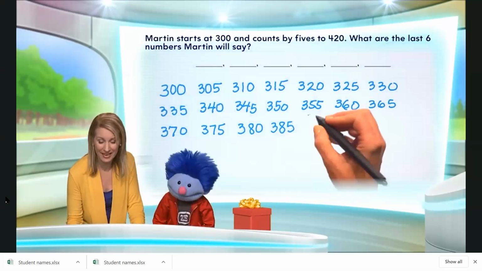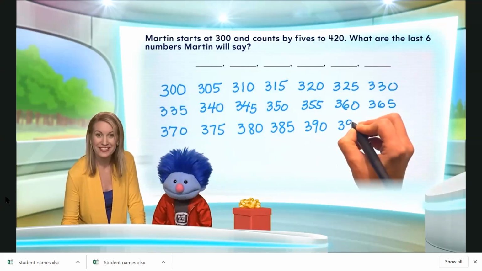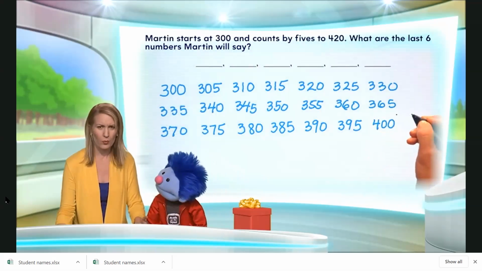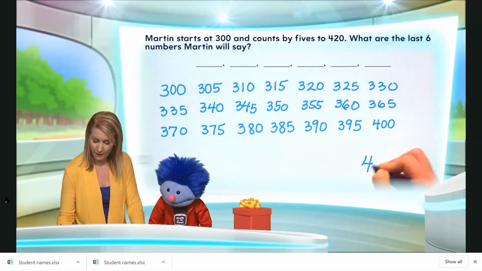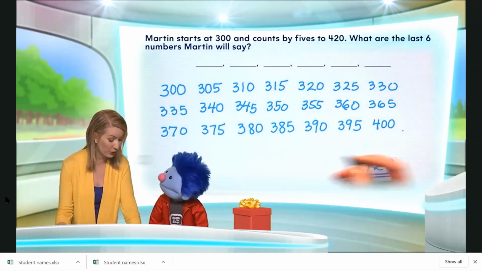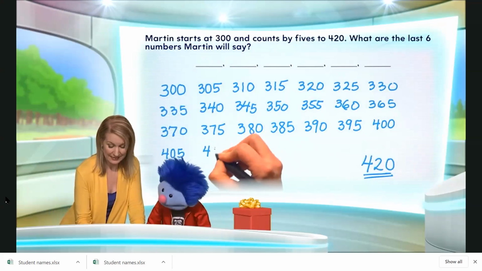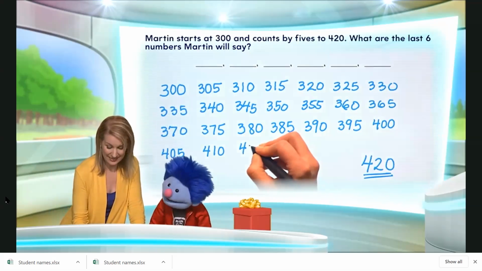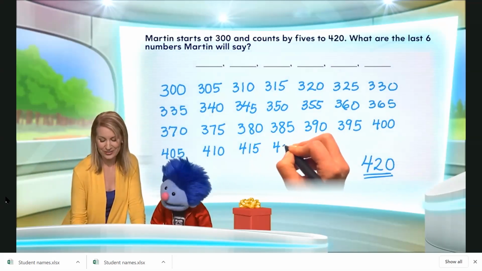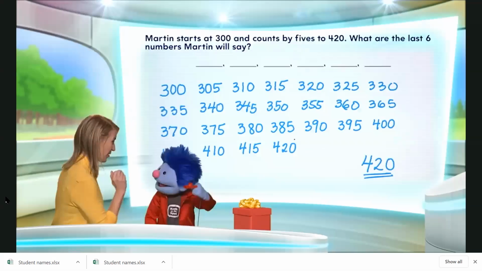385. Are you counting with us? Hope so. 390, 395, 400. Okay, when are we stopping? It was 420. Okay, so we're at 400. What comes after 400? 405. Then 410. 415. Then 420. We did it, we're done. High five.